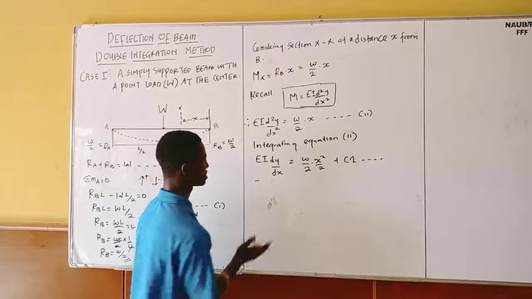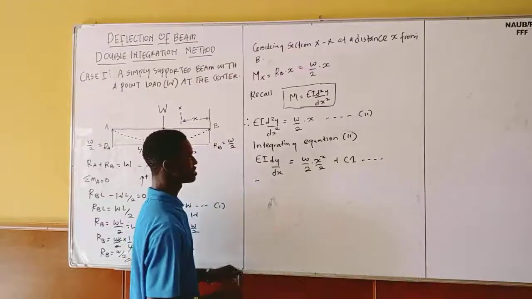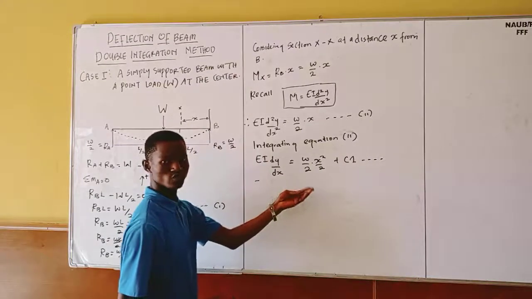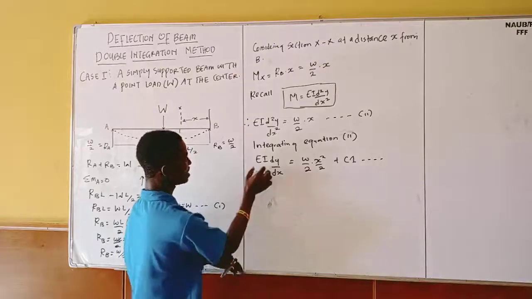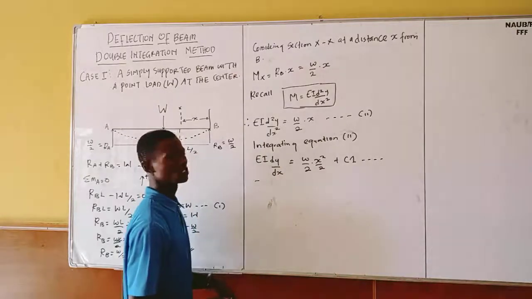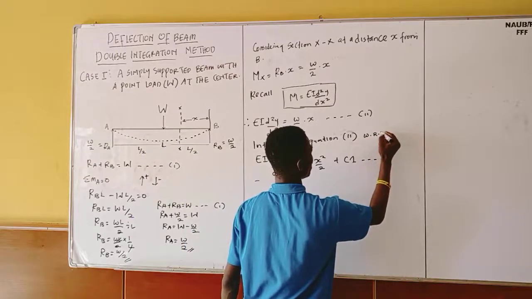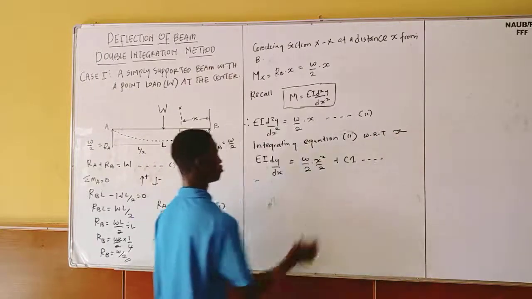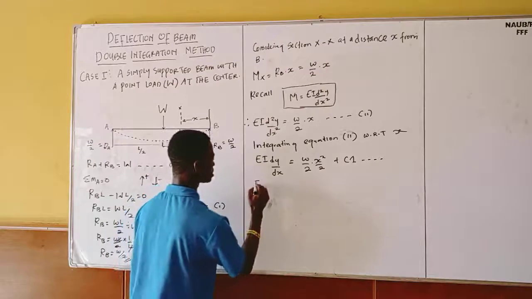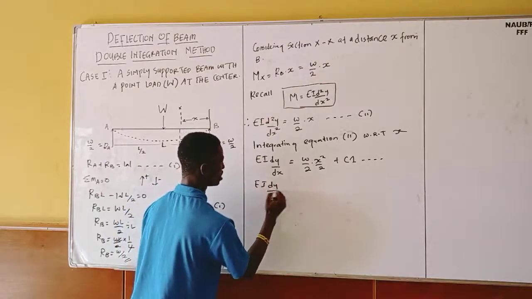So as you can see, I've already integrated this one, and in this case now I'm integrating with respect to x. EI is a constant and W over 2 is a constant. So with respect to x, don't forget, I'm integrating with respect to x.